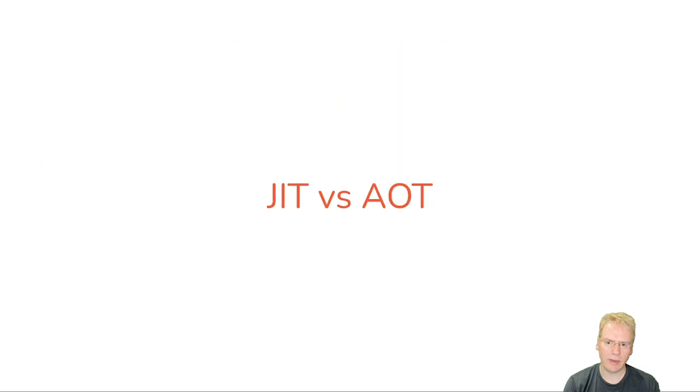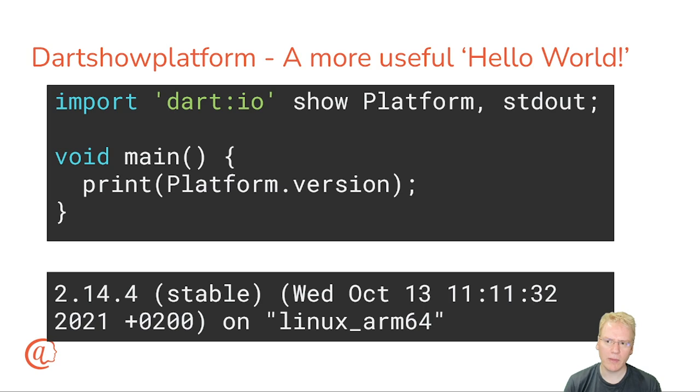All right, so let's look at the different types of runtime and compilation that Dart makes available to us, and the trade-offs between just-in-time and ahead-of-time. So I've got a trivial application here called Dart Show Platform, which I treat as being a more useful version of Hello World. And when it runs, it prints out some platform version information.